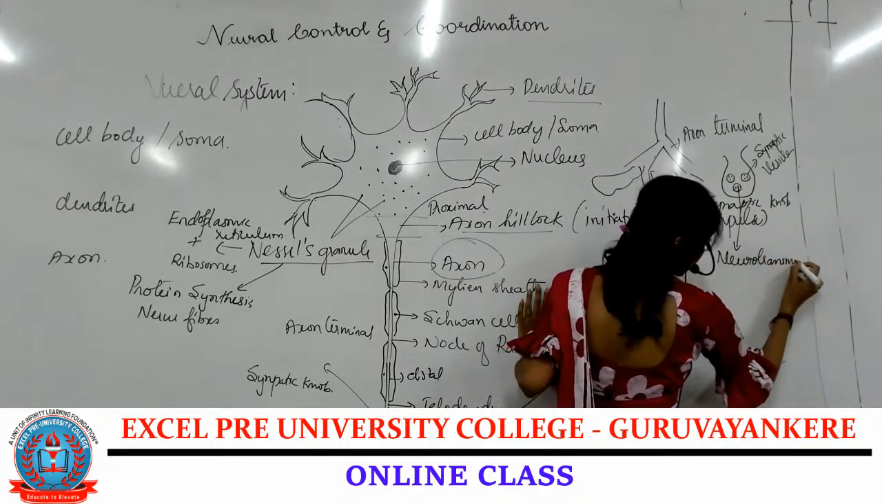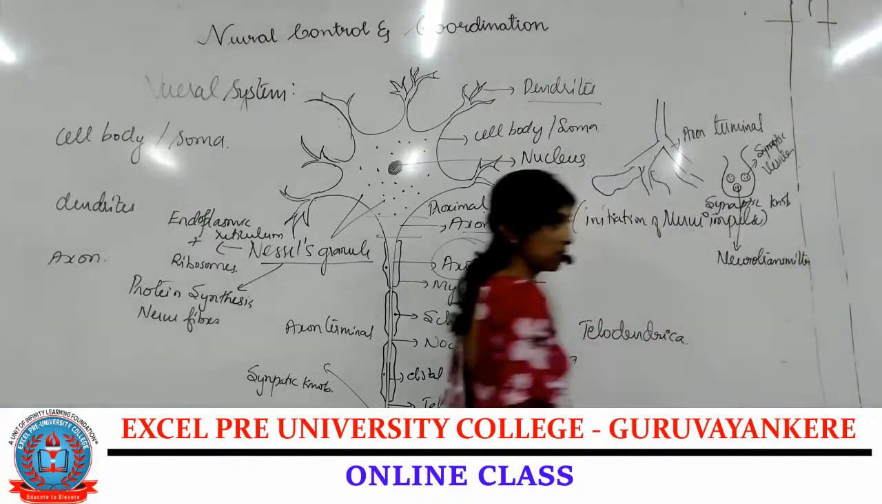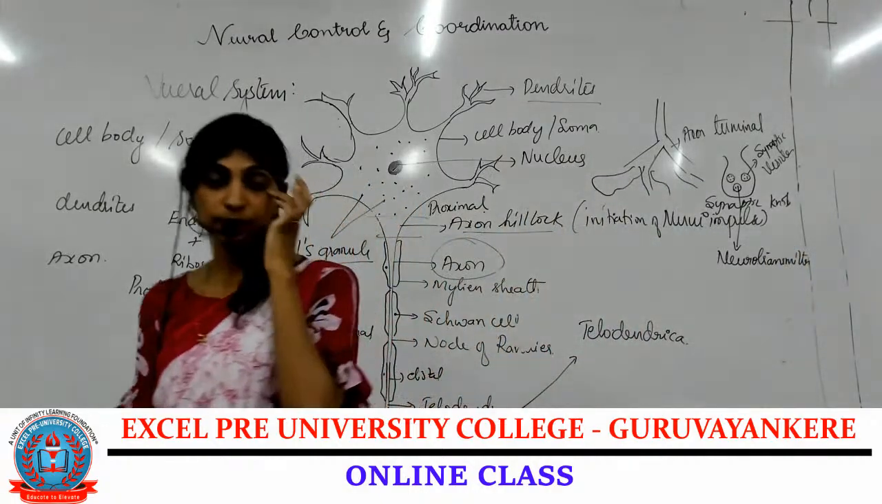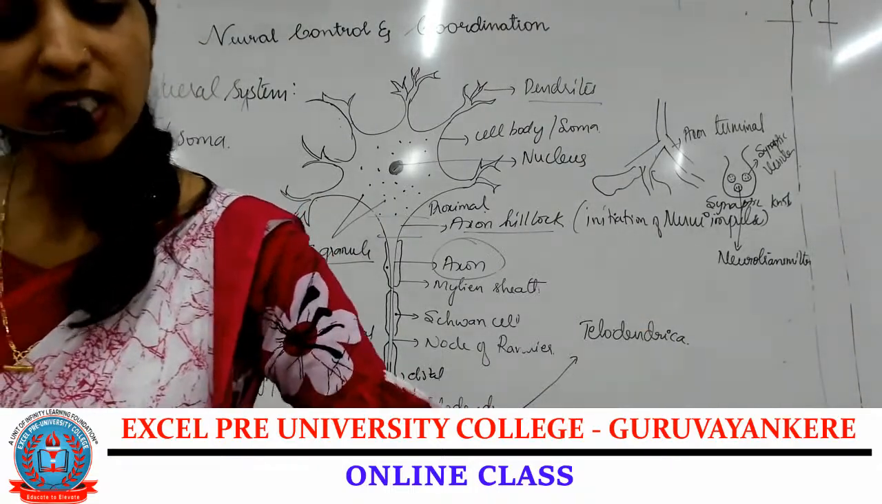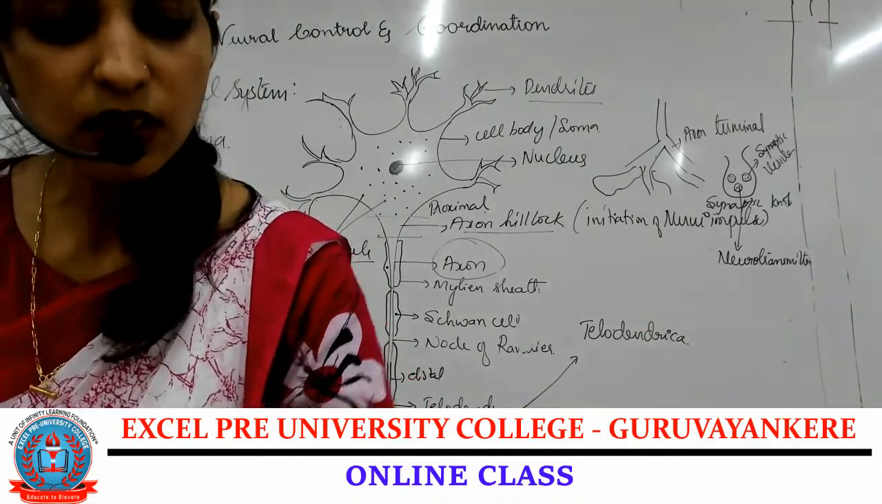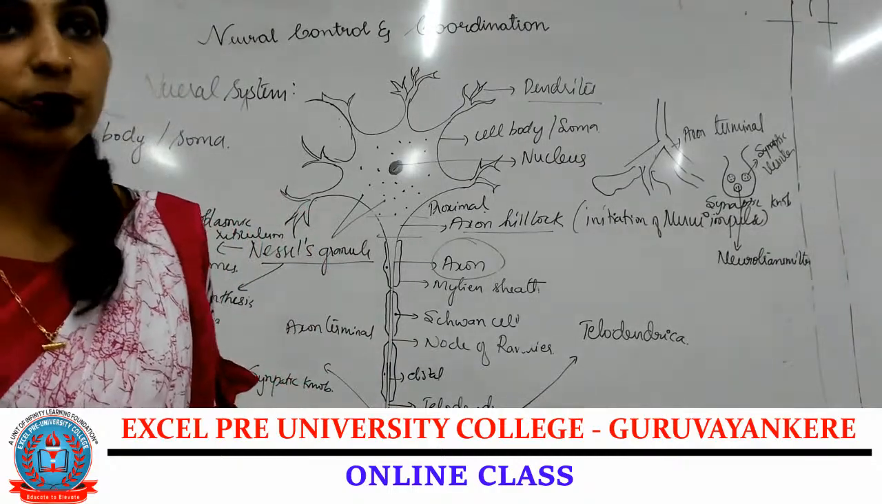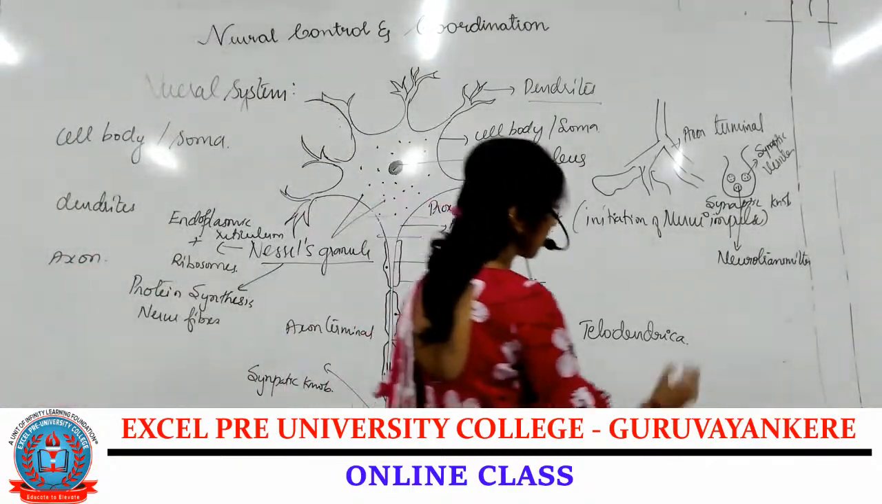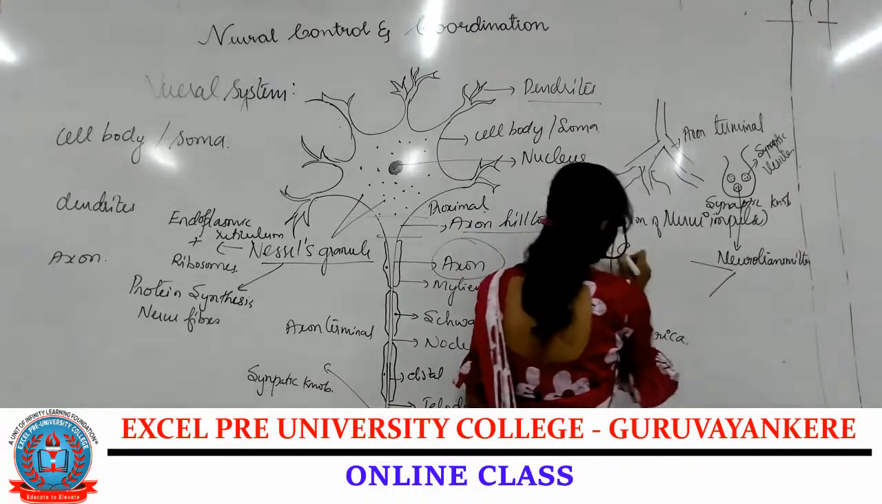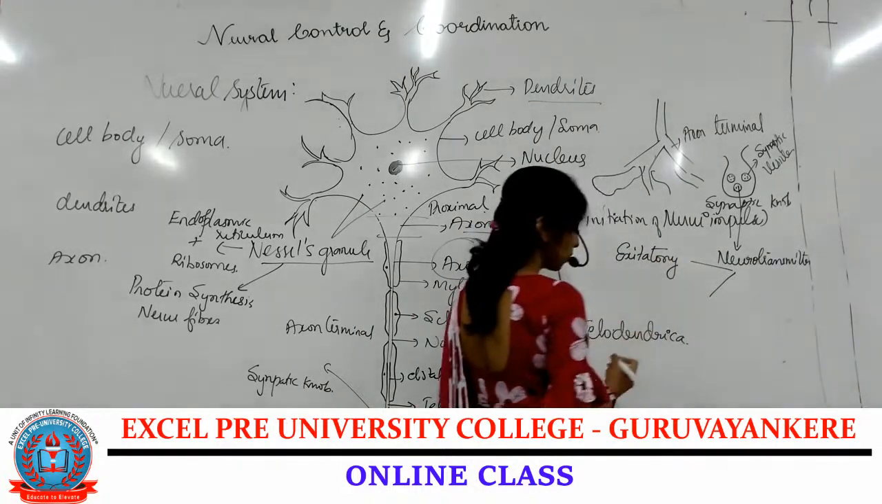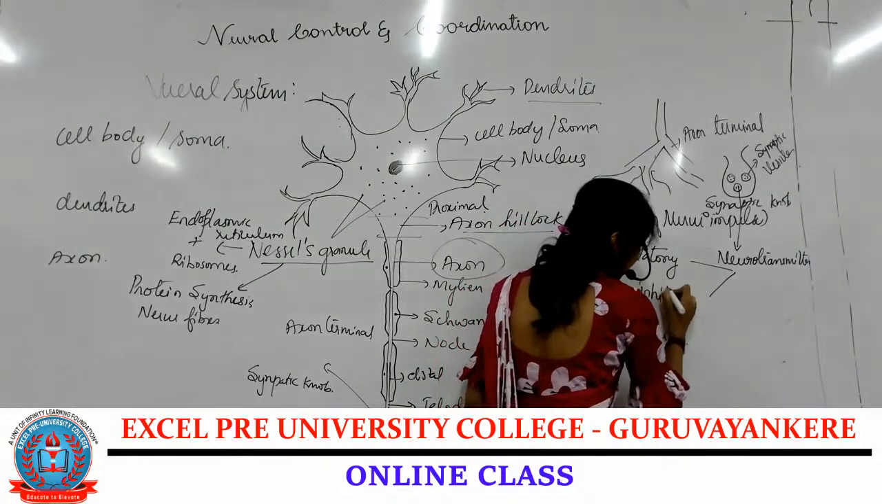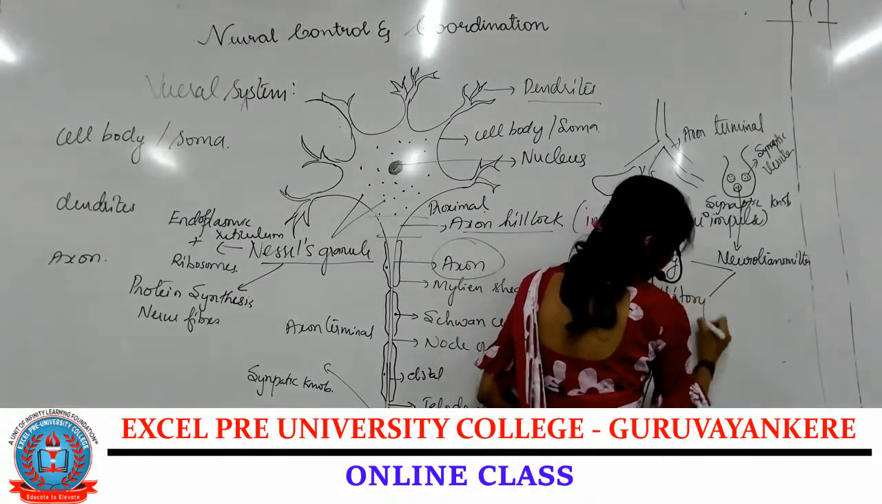Neurotransmitters. They have neurotransmitters. Is it clear? There are mainly two types of neurotransmitter: excitatory neurotransmitter and inhibitory neurotransmitter.